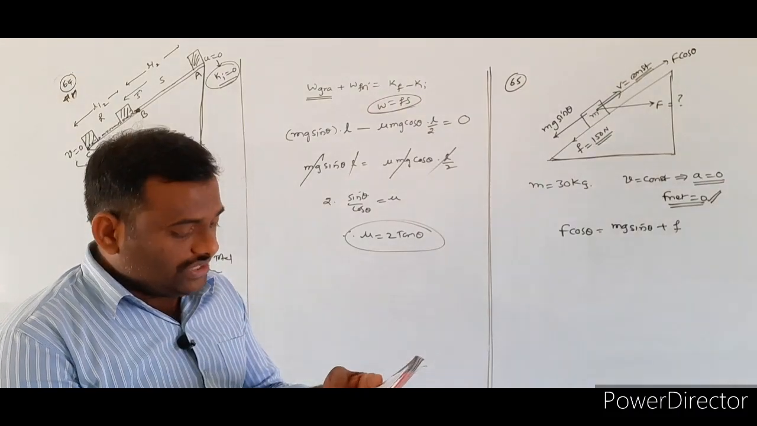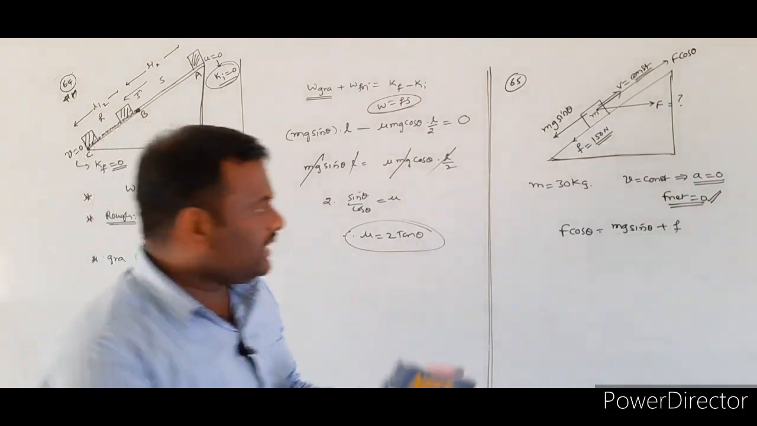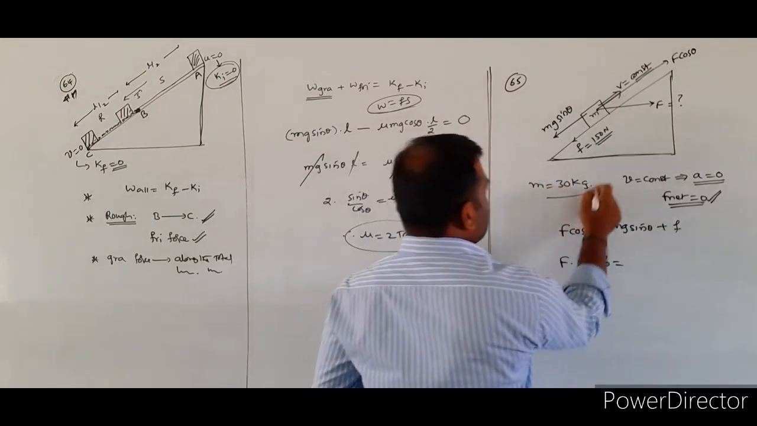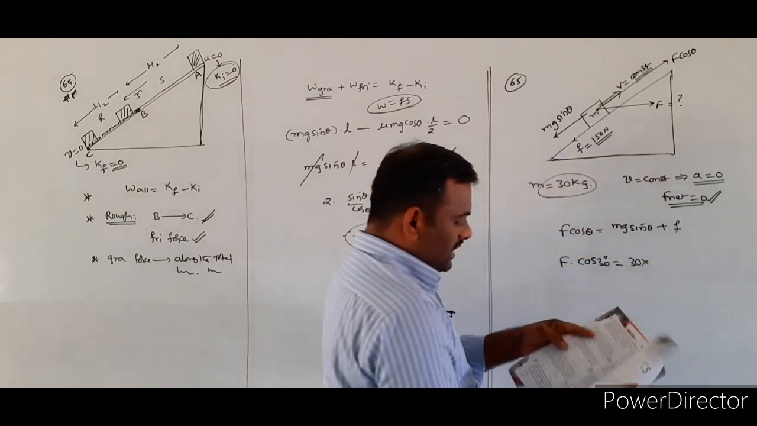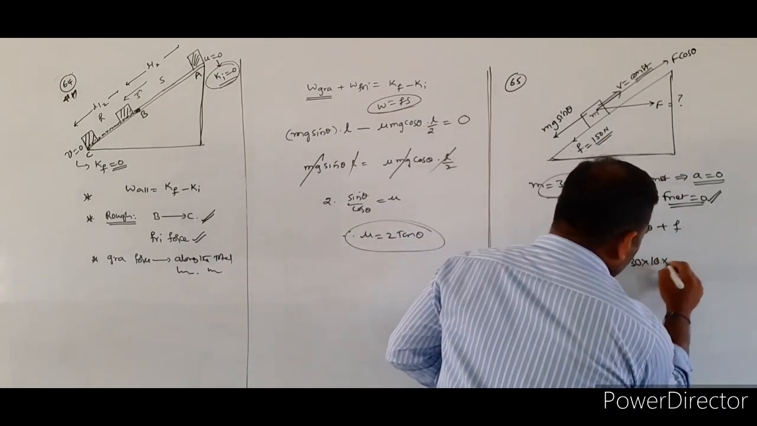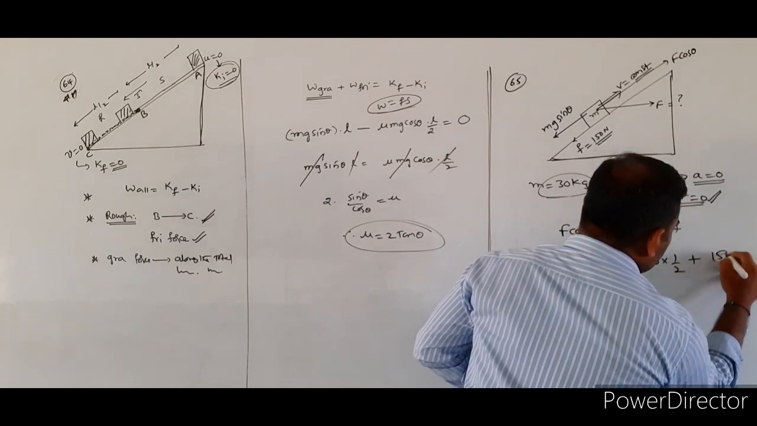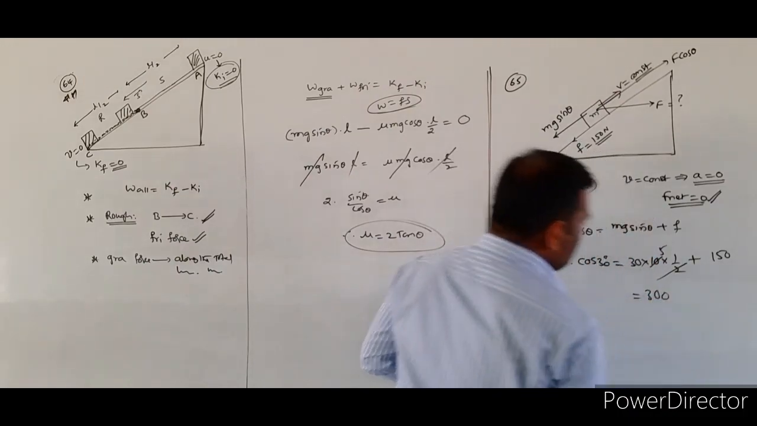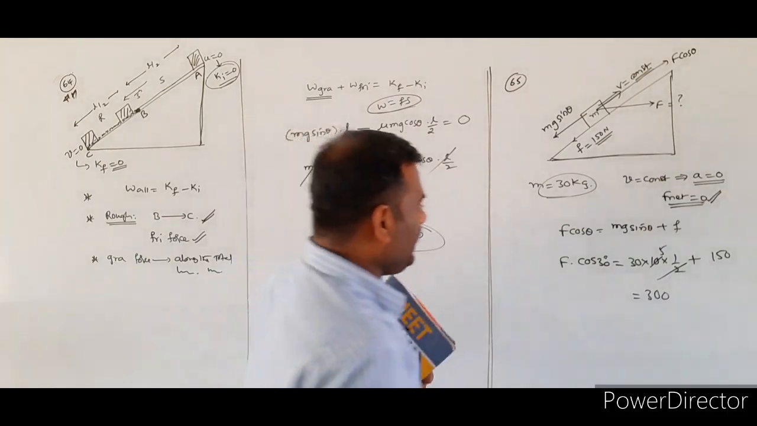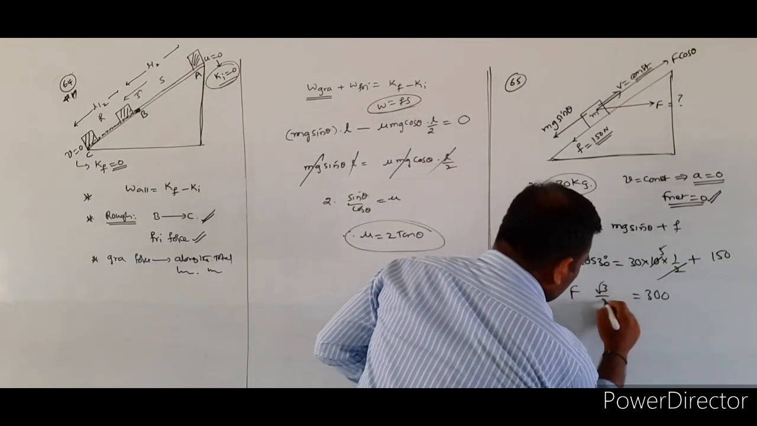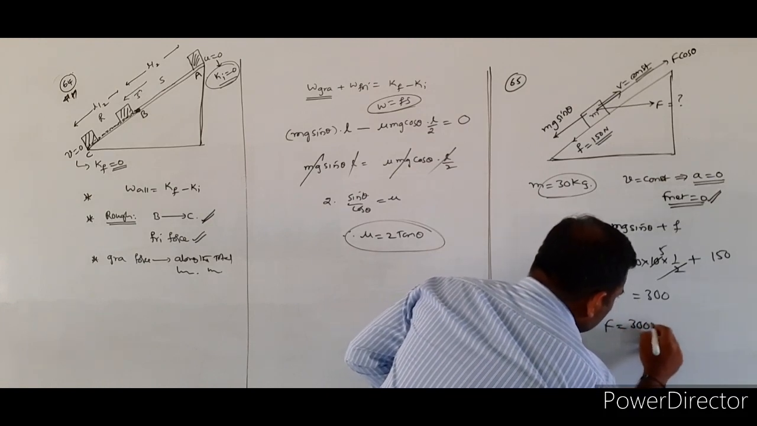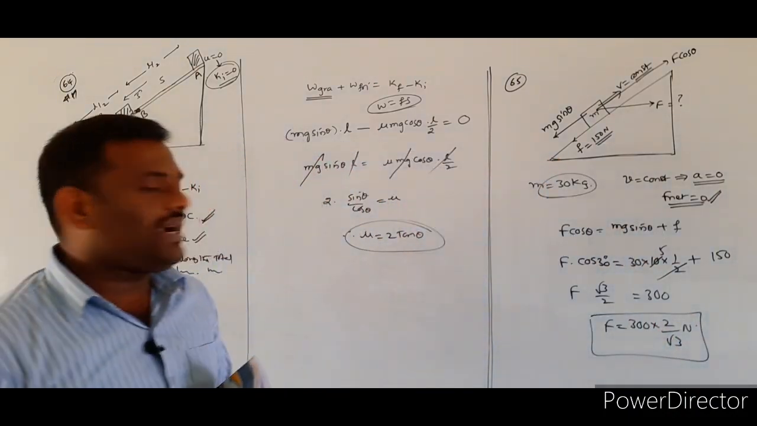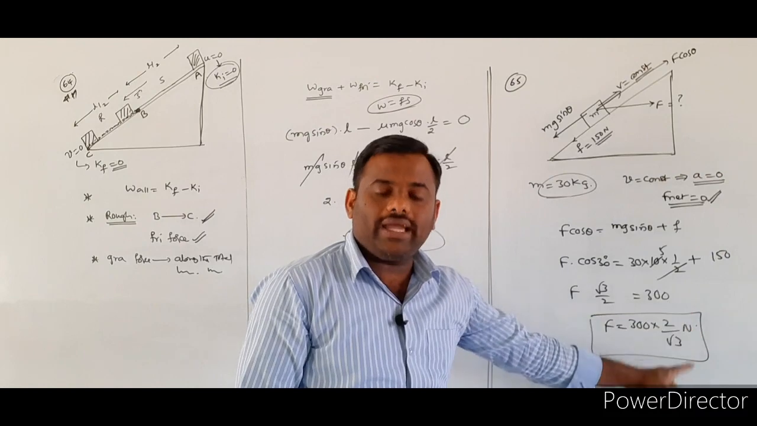The angle of inclination given is 30, so F into cos 30 is equal to the mass of the block, 30 kg, into g value 10, into sin 30 which is 1 by 2, plus the friction value directly given as 150. If you simplify, the right side value is equal to 300. F into cos 30, which is root 3 by 2, equals 300. F is equal to 300 into 2 by root 3 Newton. So that is the horizontal force required.